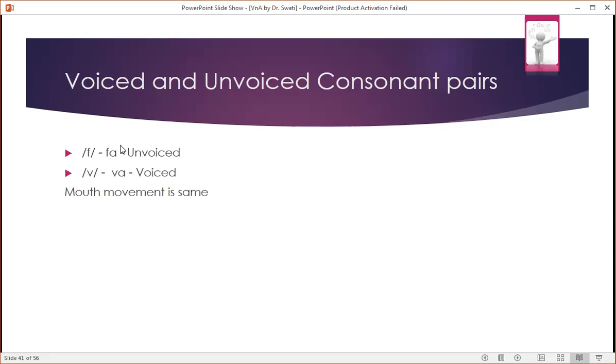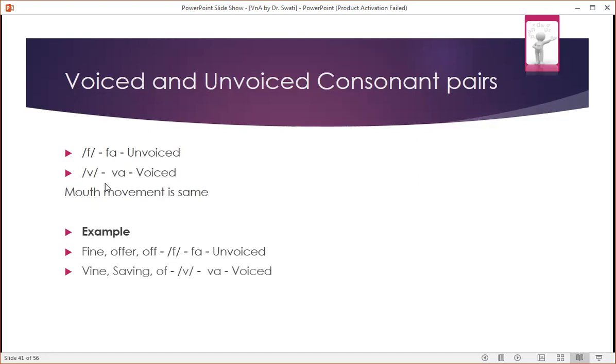Let's see another example of a consonant pair. Now this is giving an unvoiced sound f, and v is giving a voiced sound v. Before you go for an example, just pronounce it yourself and then move on to take the examples. So the examples here: for, fine, offer, off.